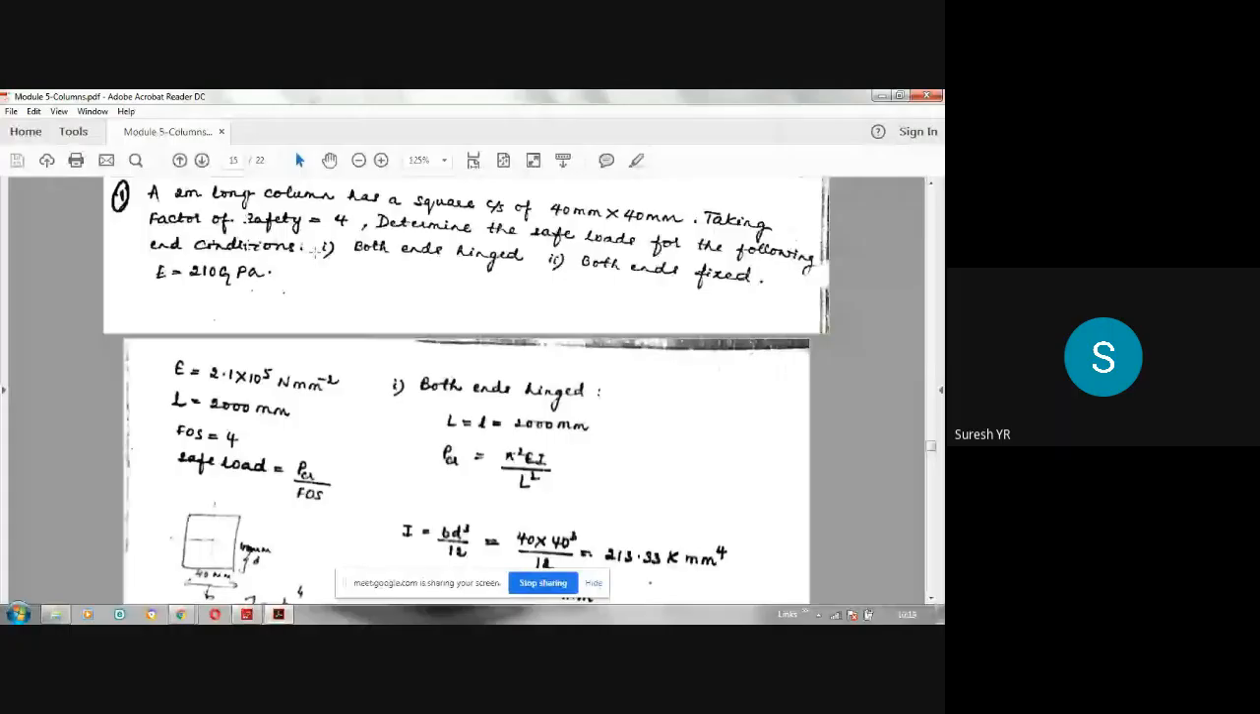So two conditions he has given. One is if the ends of the column are given, depending on the end condition, you have to get the value of that. MPA.